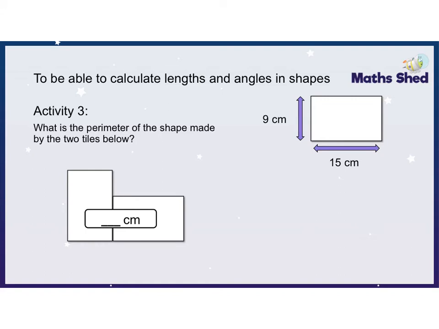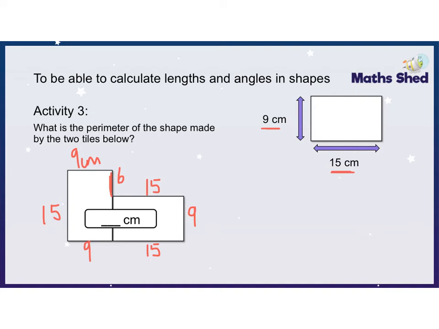Okay, so for this one it says what is the perimeter of the shape made by the tiles below. Just like the question before, we have the information given to us here. So I know that the width is 9 centimeters. That's going to be 15, 9, 15, 9, 15. Again, I have to work out what this is, and it's going to be 15 take away that 9, which will give me 6.